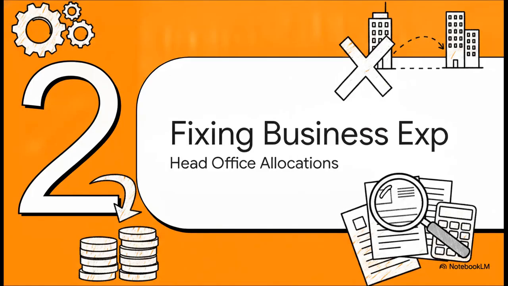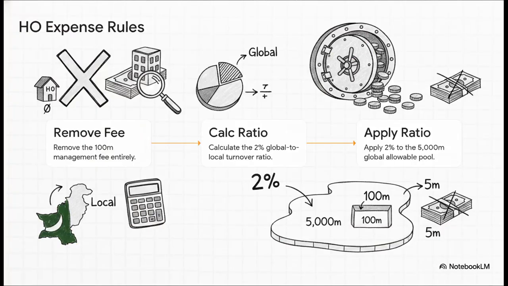Moving on to Section 2, fixing business expenses. Let's talk about head office allocations. Okay, let's break down the math here, because it's super important we fix how the Pakistan branch handles the 205 million rupees in expenses allocated to it by the Singapore head office. First up, we've got a 100 million rupee management fee charged by the head office for centralized services. Under the tax law? Yeah, this is simply not an allowable expense for a branch, so we entirely disallow it.